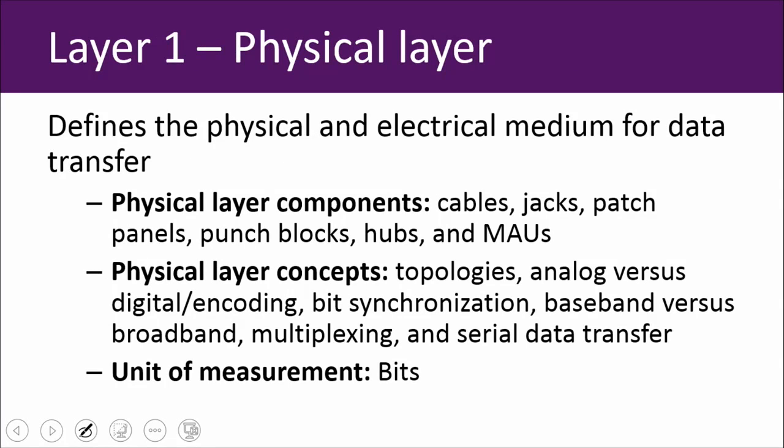Layer 1, the physical layer, just defines the electrical medium for data transfer, right? So not necessarily an electrical medium, but a physical medium, right? Physical layer components: you've got cables, jacks, patch panels, punch blocks, hubs, MAUs.